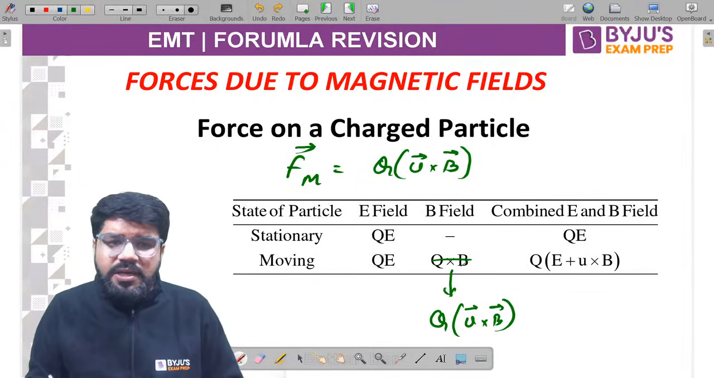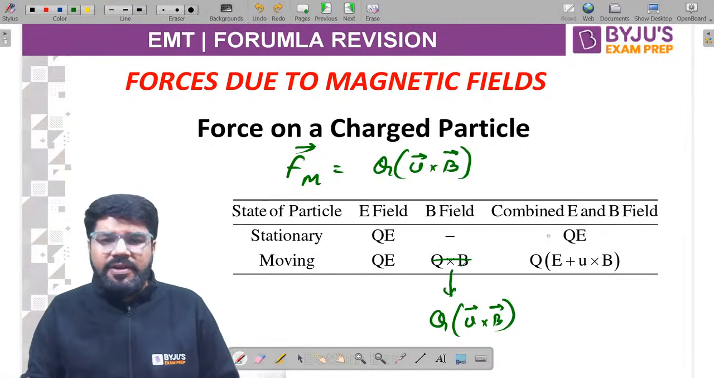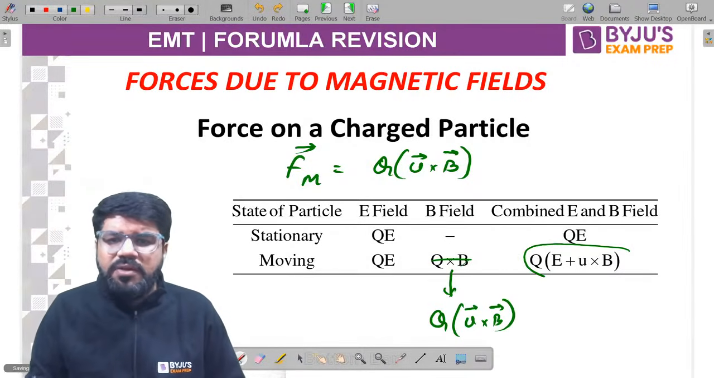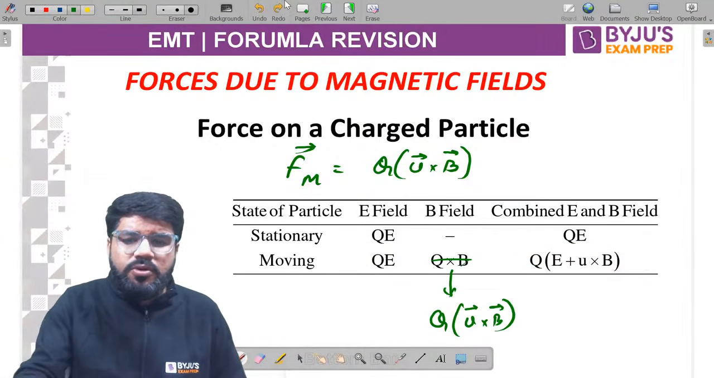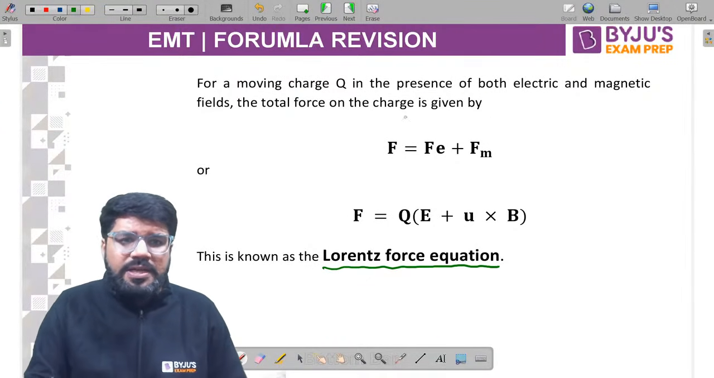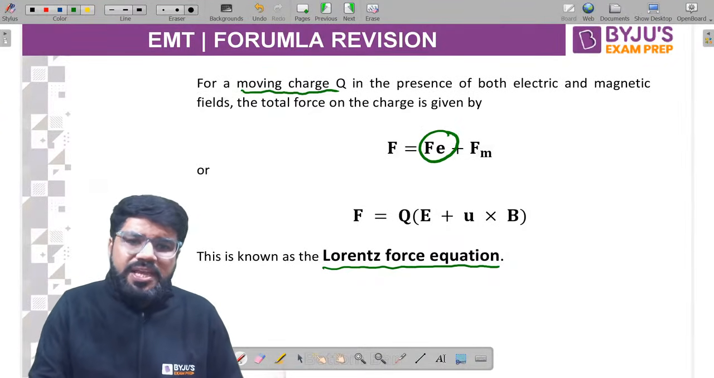The total force on a moving particle in the presence of both electric and magnetic fields is the addition of them, QE plus QU cross B. Okay. And this net force equation is what is known as the Lorentz force equation. This is applicable only for a moving charge, because for a stationary charge only Fe will be there.